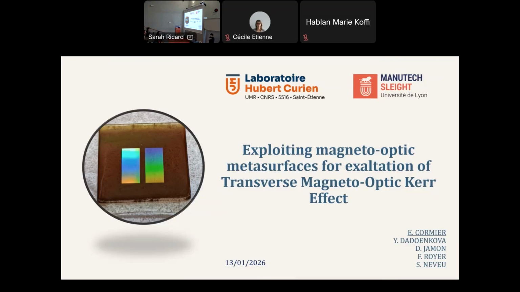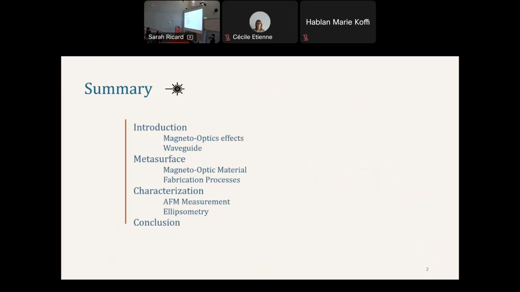Today I will present how we managed to exploit magneto-optic metasurfaces for the exaltation of the transverse magneto-optic Kerr effect. First of all, I will present what magneto-optic effects are, because it's not a well-known area of optics. Then I will tackle the different parts of my project with the results I got during my internship.